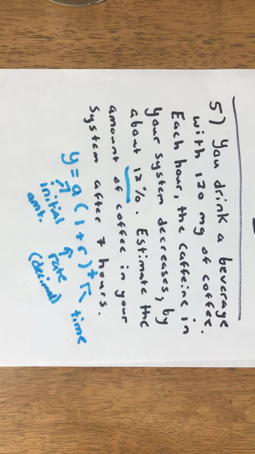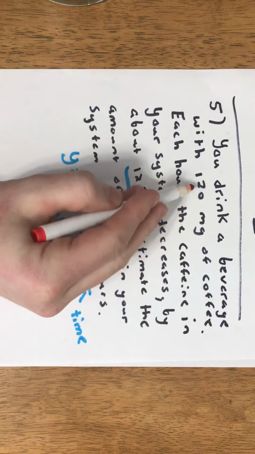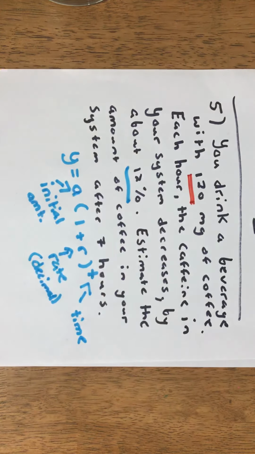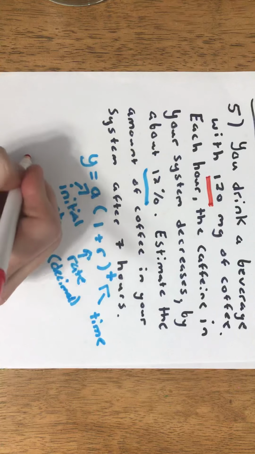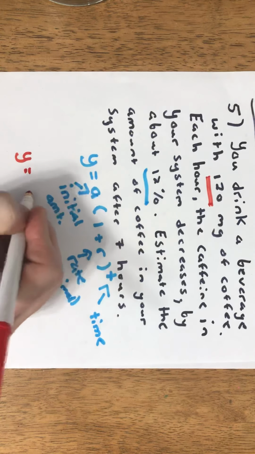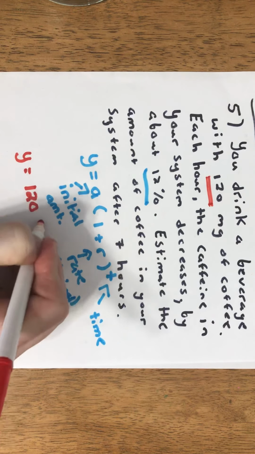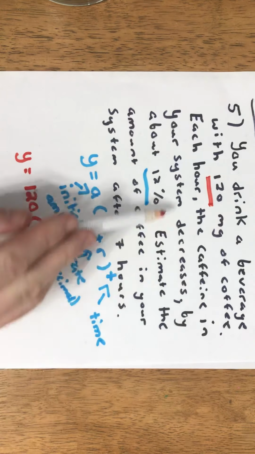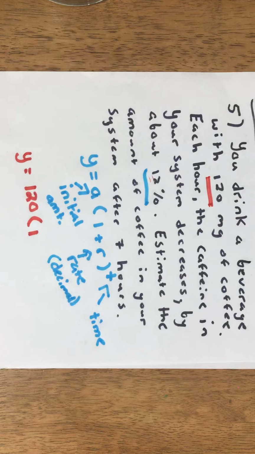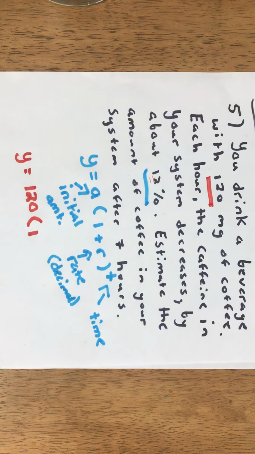So I'm going to go through this example and see what pieces we can fill into this equation. You drink a beverage with 120 milligrams of coffee. That's what you started with. That was your initial amount. So we're going to put a 120 in here for A. Keep that 1, that's always going to be there. The caffeine in your system decreases by about 12%. The decreasing by 12%, that's our rate.